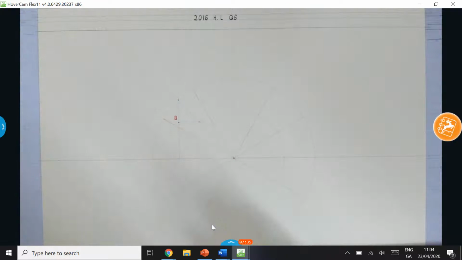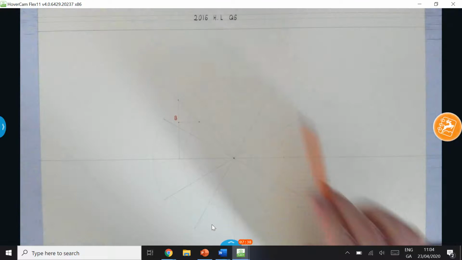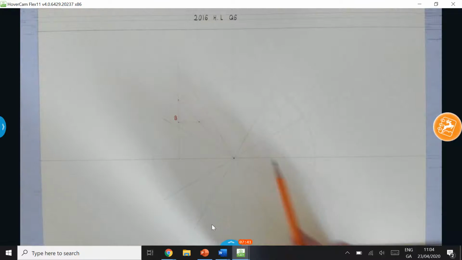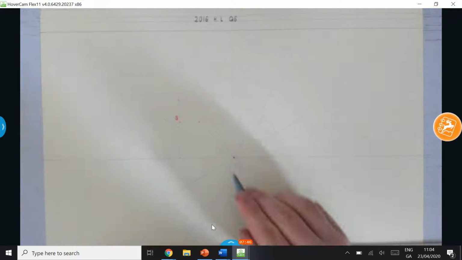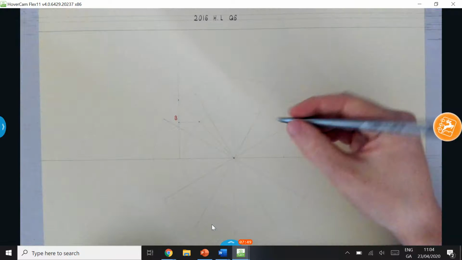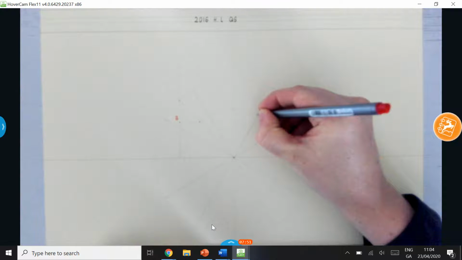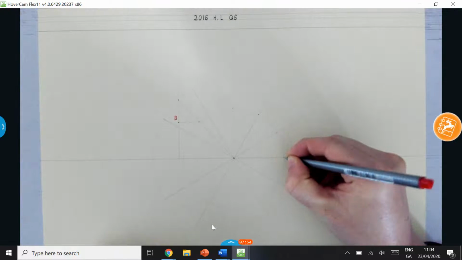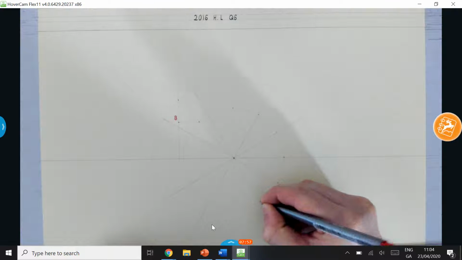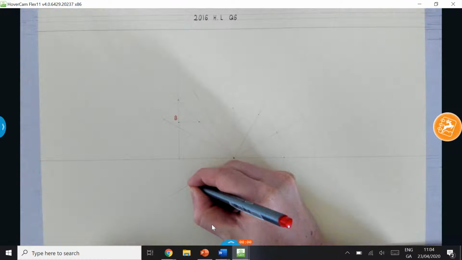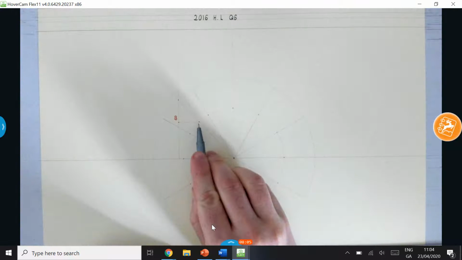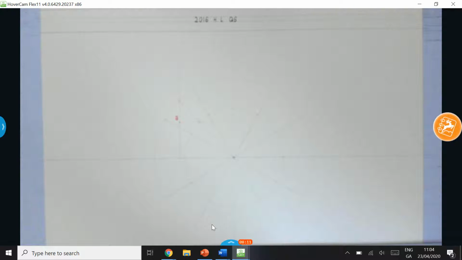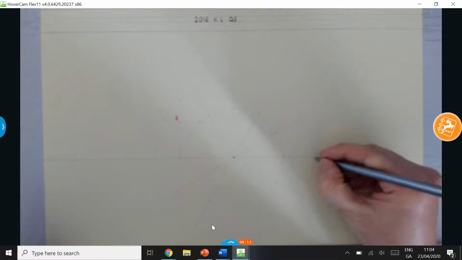Okay, so that has divided our circle up into 12, and now we need to identify all the points where these lines cut the minor circle. So we have 1, 2, 3, 4, 5, 6, 7, 8, 9, 10, 11, 12 points plus this one that we had at the beginning, which is 13, and identify all the points where it cuts the major circle on the outside.